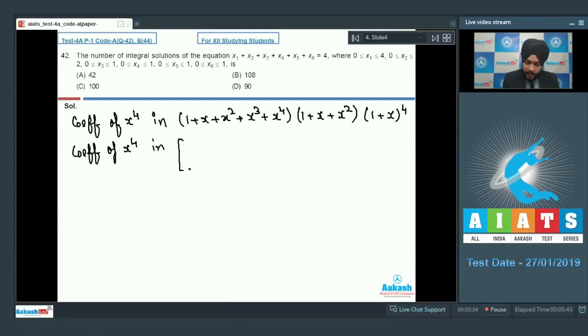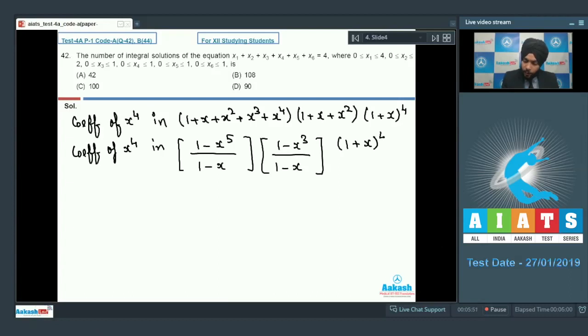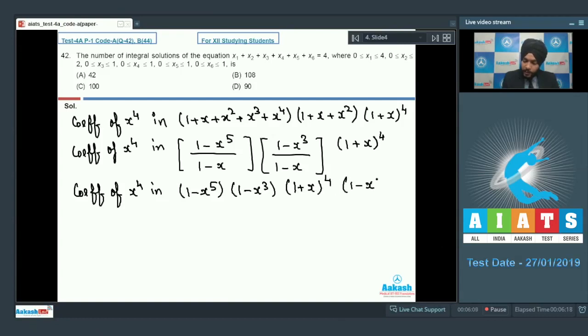Let us apply the sum of GP. (1 minus x^5) upon (1 minus x). Over here, (1 minus x^3) upon (1 minus x). Over here, it is simply (1 plus x) raised to the power 4. So let us take all the terms in the numerator. Coefficient of x^4 in (1 minus x^5) into (1 minus x^3) into (1 plus x)^4 into (1 minus x) raised to the power minus 2.